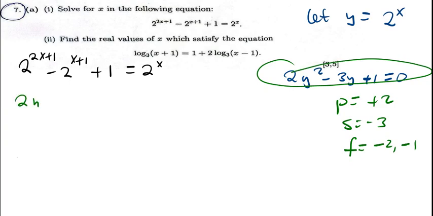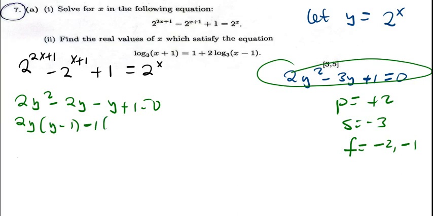So it will be 2y squared minus 2y minus y plus 1 being equal to 0. So it will be 2y open bracket, I'm factoring out 2y, y minus 1, factor out 1, y minus 1 equal to 0. 2y minus 1 and y minus 1. If you remember the question we were solving under trig equation, it was basically the same as this.